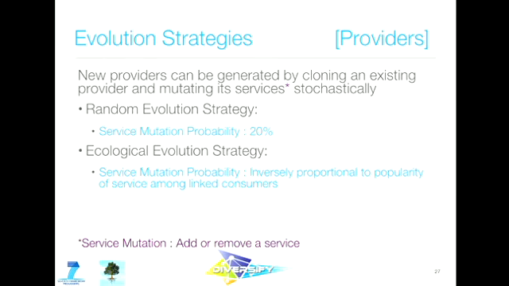You can randomly mutate all the services, where every service has a 20% chance of being mutated. Or you can use one based on how ecological systems work, where the probability of a service being taken away or mutated is based on how popular it is. This is based on ecology, trying to mimic environmental pressure.